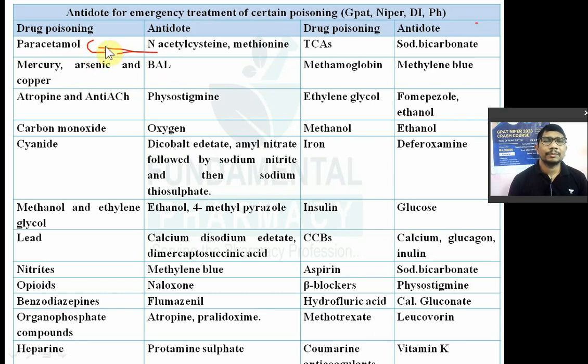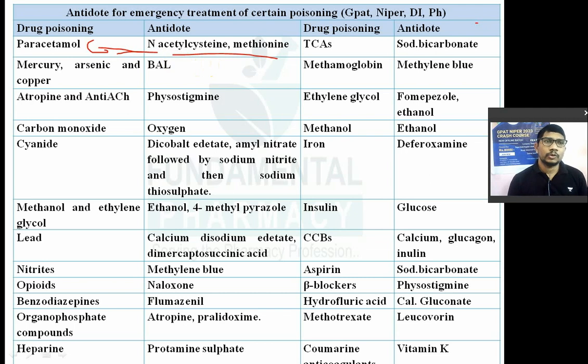So if you take paracetamol beyond 6 gram per day, that leads to paracetamol toxicity, and the antidote is N-acetylcysteine and methionine. These both are sulfur containing amino acids. They increase the glutathione level of your body. An increase in glutathione level will decrease the toxic metabolite of paracetamol, that is N-acetylbenzoquinone imine.